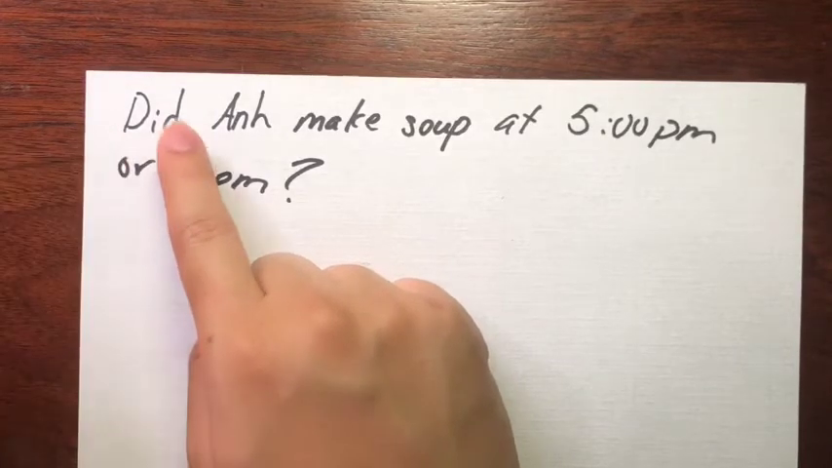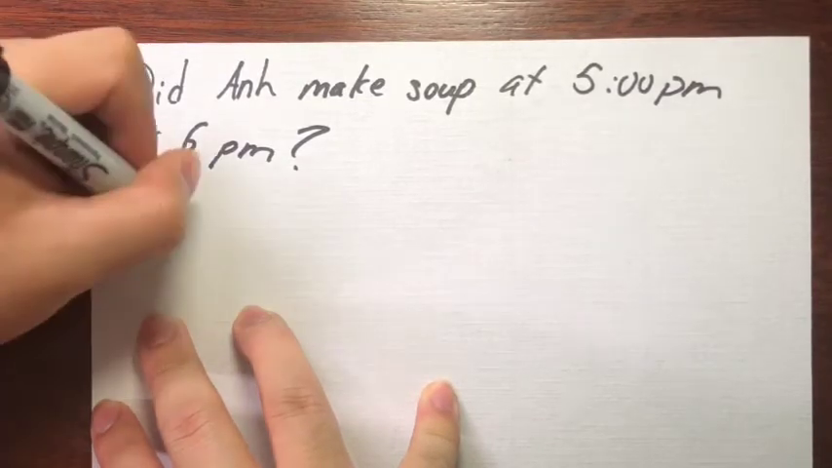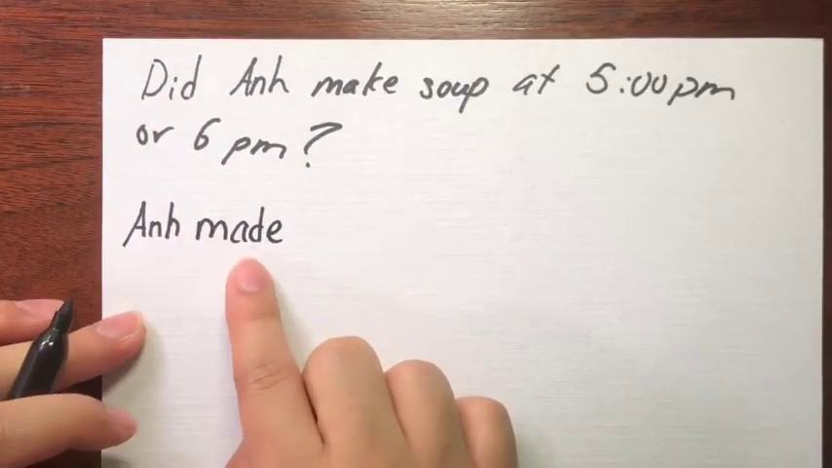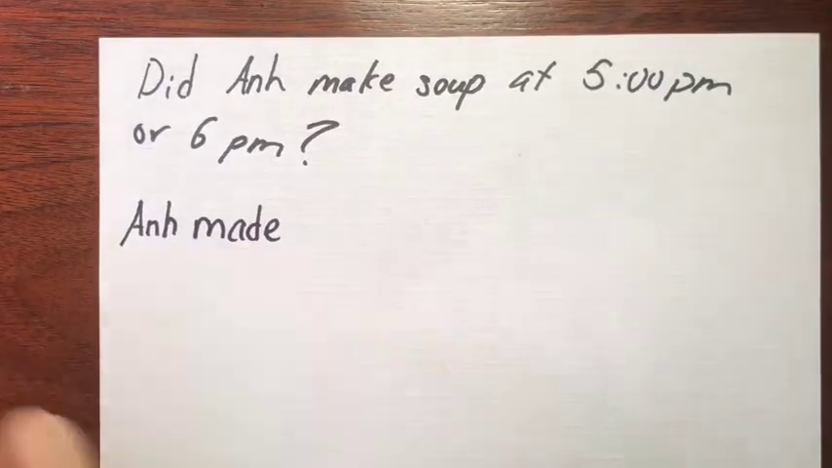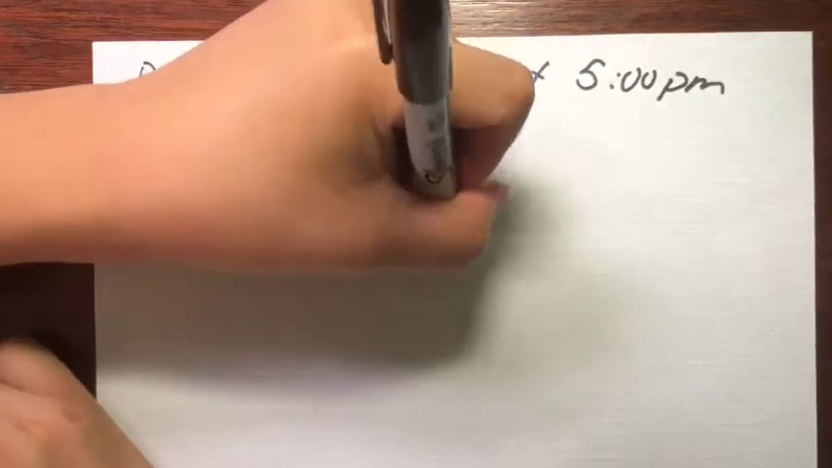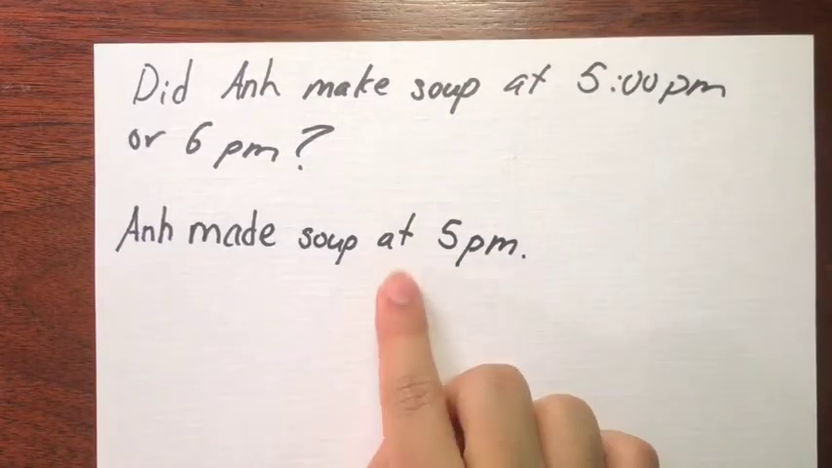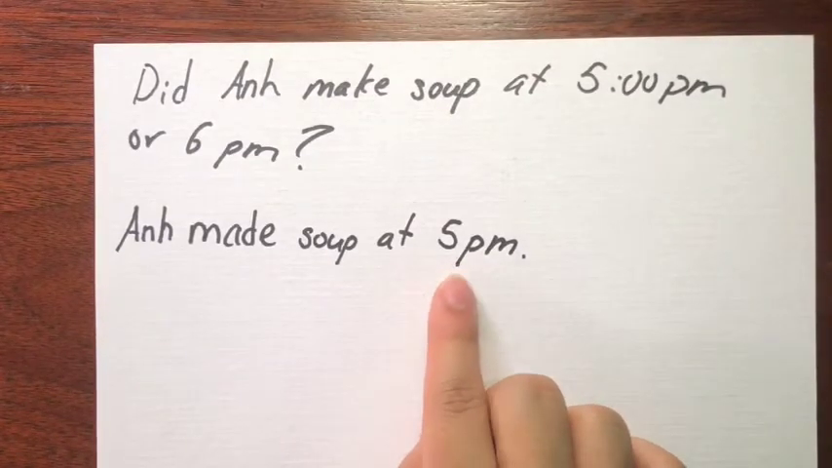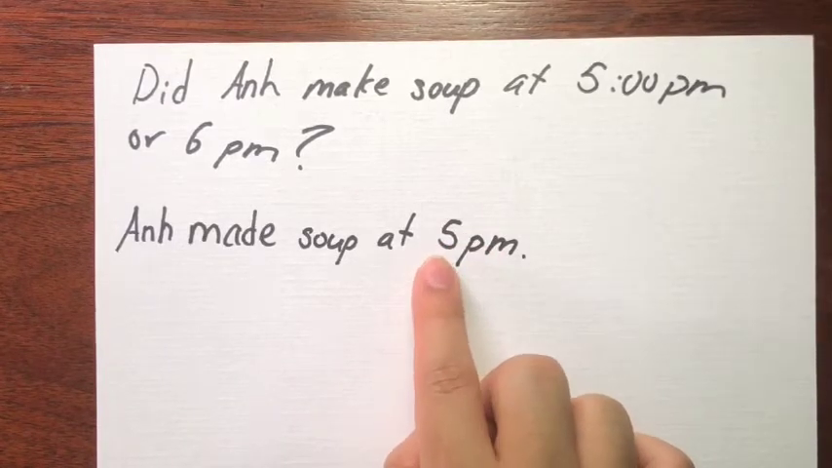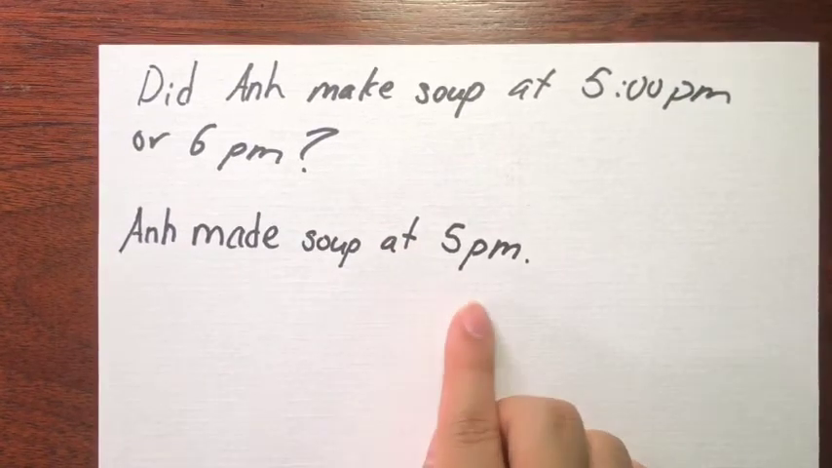The word did is past tense. So we say, Anne made. Made is the past tense of the word make. Anne made soup at 5 p.m. We use the word at when we talk about a time. If we have times like 1 p.m., 3 a.m., 6 p.m., we use the time word at. So we say Anne made soup at 5 p.m.